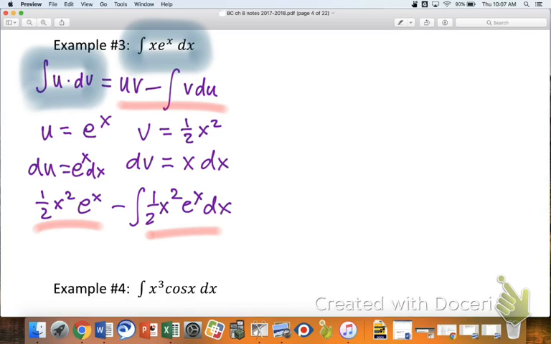Okay, so I need to remember that this is part of my answer. And I got to reset my u and my dv, right? So u equals and dv equals. So I'm going to just be working on this part. So for that part right there, which is, yes, another integration by parts, what would my u be?